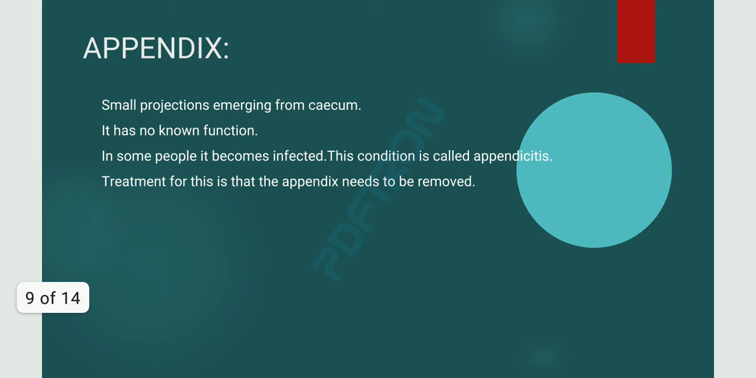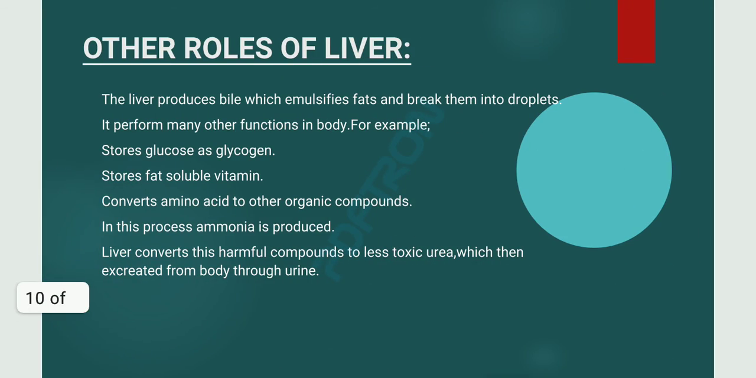Appendix. The appendix is basically a small projection emerging from the cecum. It has no known function. In some people it becomes infected and this condition is called appendicitis. The treatment is that the appendix needs to be removed. One cause of infection of the appendix is a blockage in the lining of the appendix that results in infection.